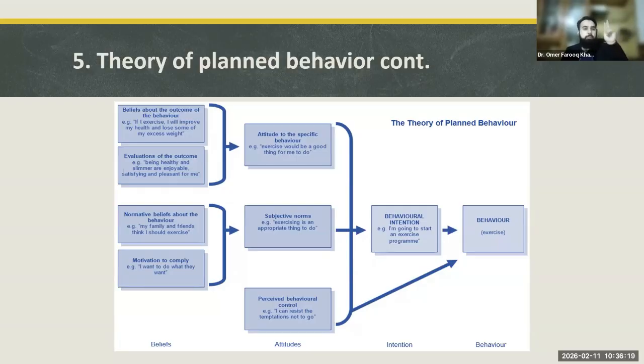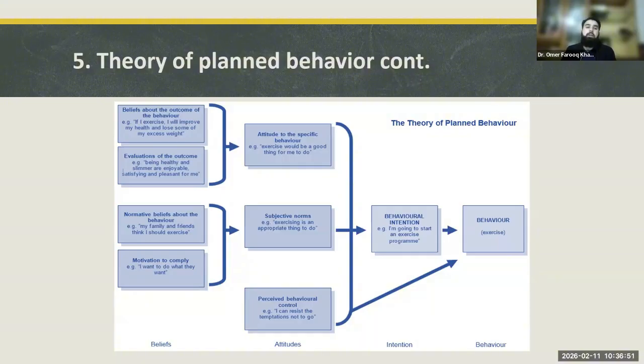So there are two behavior motivations. One is from within, and the second is from person to person interaction. And this motivation to comply forces me to do what? Attitude to the specific behavior. So I conclude the exercise would be a good thing for me to do. If I start thinking positive, then what will happen? My attitude towards exercising will change. I will think exercise would be a good thing for me to do.